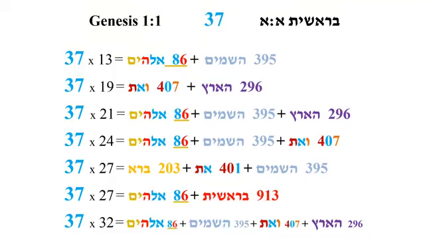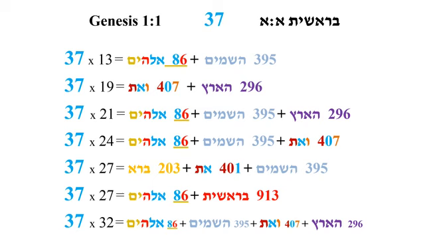If you'd like some more examples, here's 7 more. You can see the word Hashemayim and Elohim, 395 and 86, together add up to 37 times 13. I'm not going to go through all of them. I'll leave it on the screen for a minute. You can pause it and see it. But here, Haaretz and Va'et, 296 and 407 is 37 times 19. So we had those 2 examples, and here's 7 more.